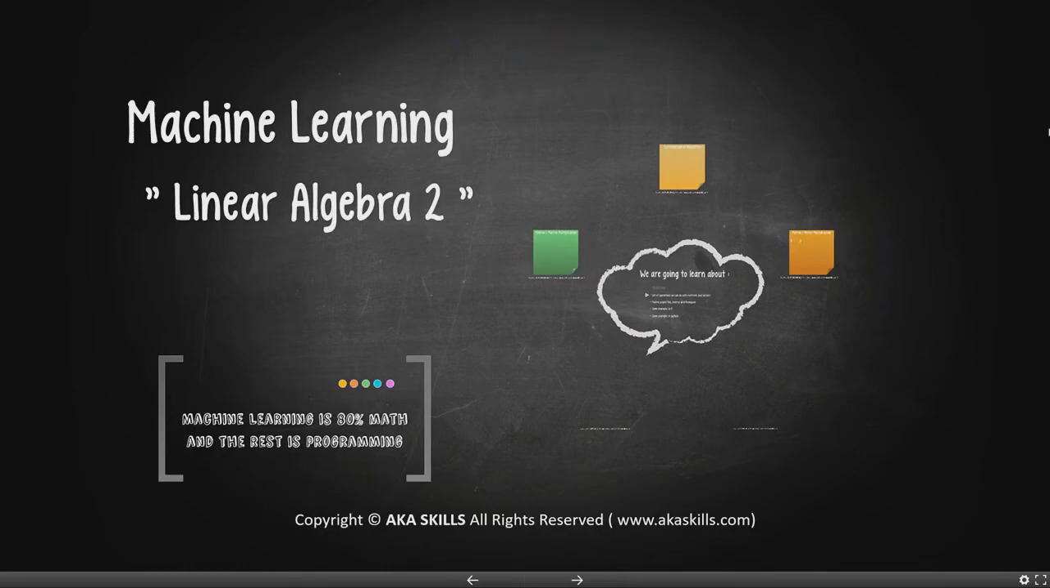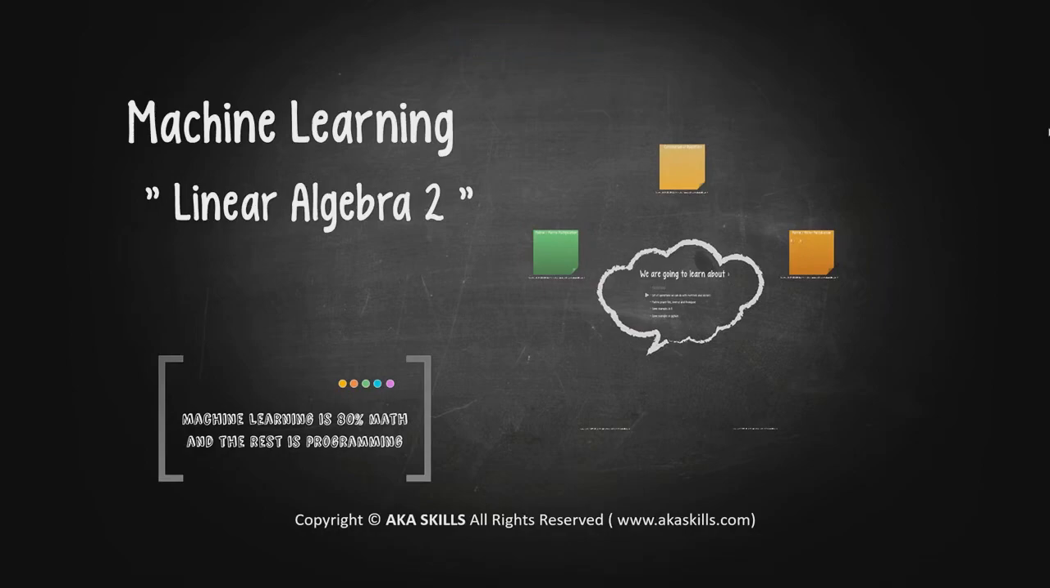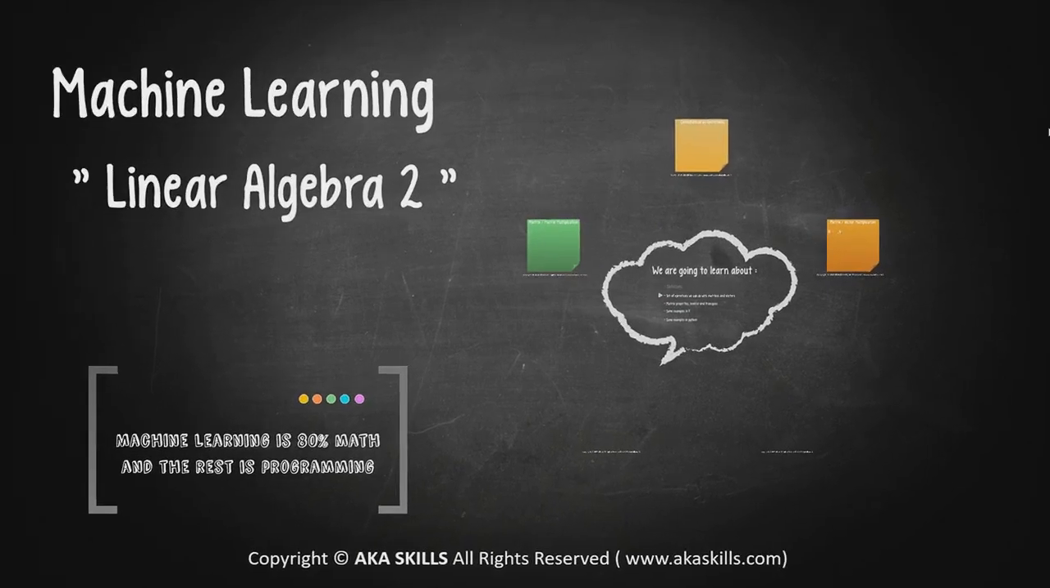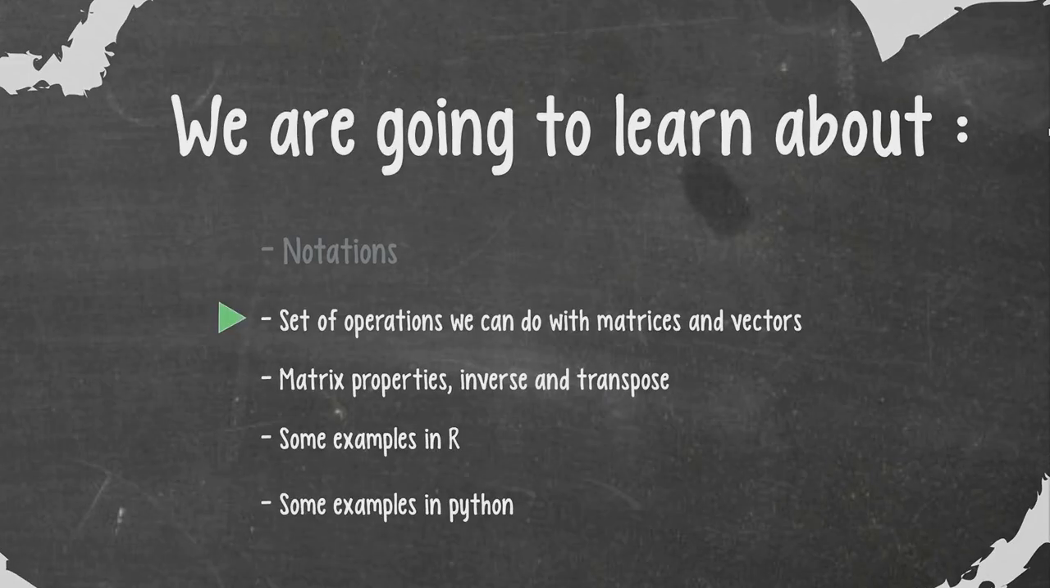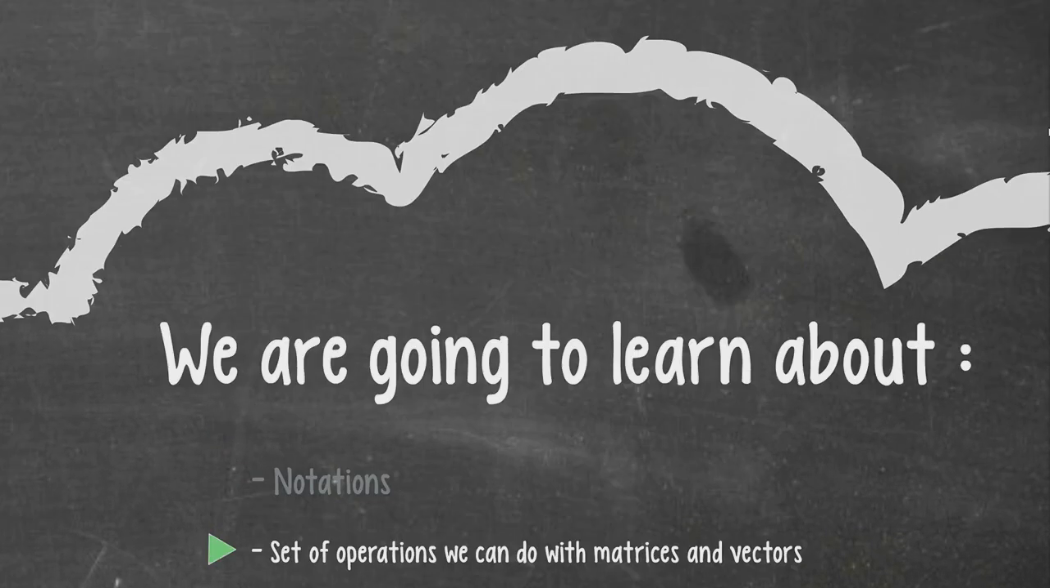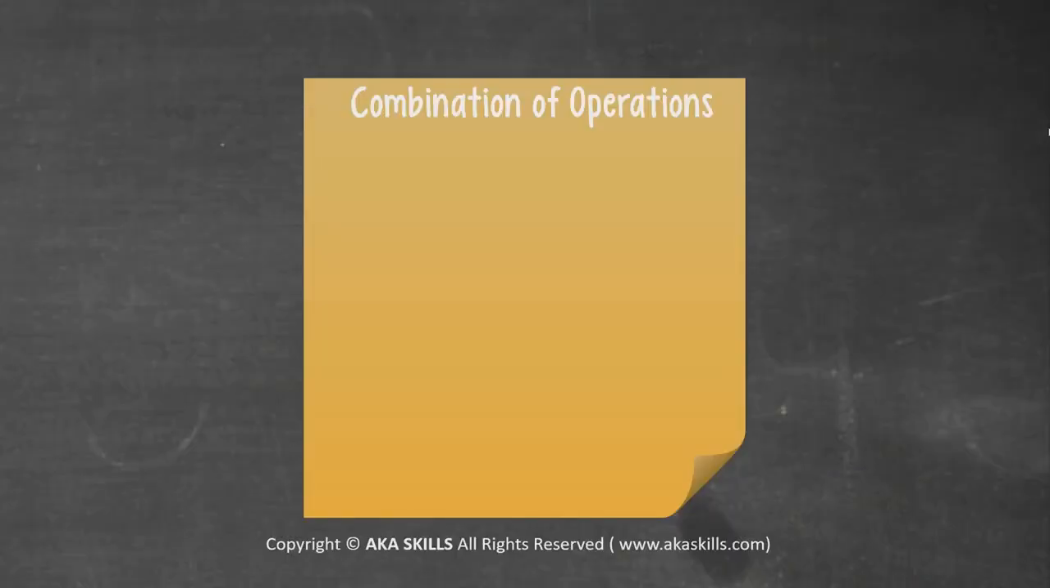Hello everybody and welcome to the second video on linear algebra in our course about machine learning. So in the previous video we saw some notations about what's a matrix, what's a vector, and we learned how to do some operations on these matrices and vectors. And in this video we are going to do just about the same. So the first question that might pop up in your head is how to do combination of operations.